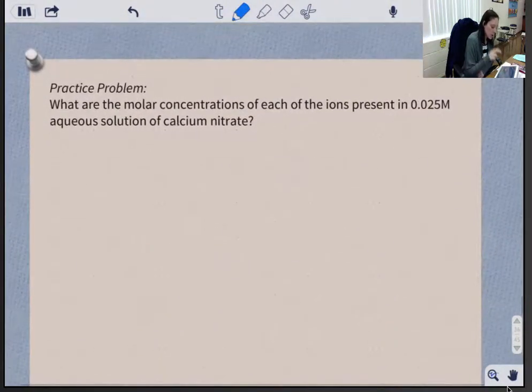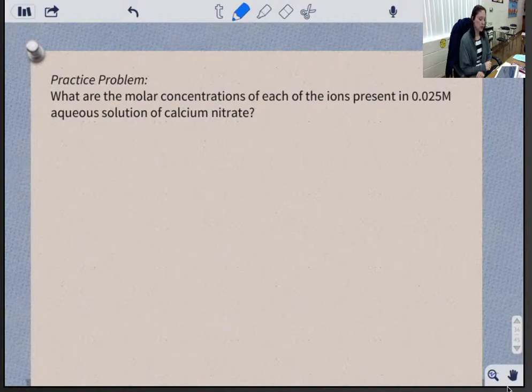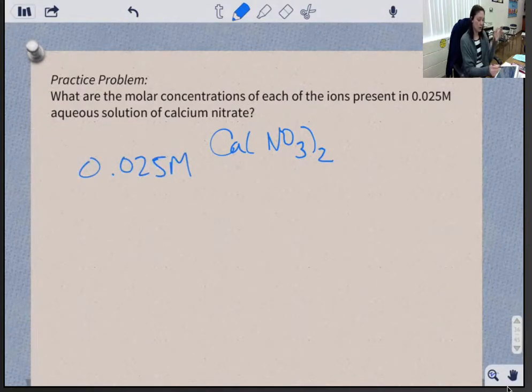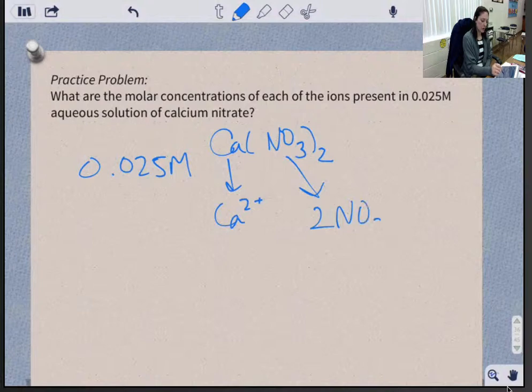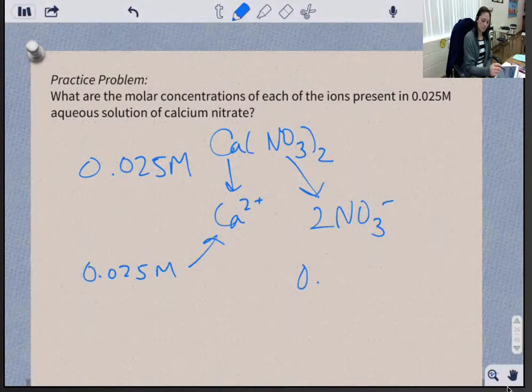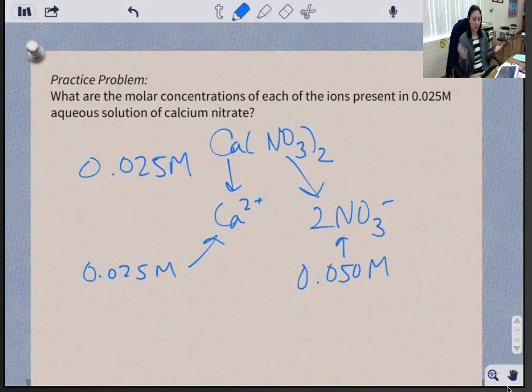So for example, what are the molar concentrations of each of the ions present in a 0.025 molar solution of calcium nitrate? Calcium nitrate is Ca(NO3)2, because calcium is 2+ and NO3 is 1-. So if my overall concentration is 0.025 molar, I'm going to have one Ca2+ floating around in my solution, and two NO3- floating around. So I'm going to have twice as many NO3- as Ca2+. So I have 0.025 molar for the Ca2+, and 0.050 molar for the NO3-, because I have twice as much there, and that's really it.